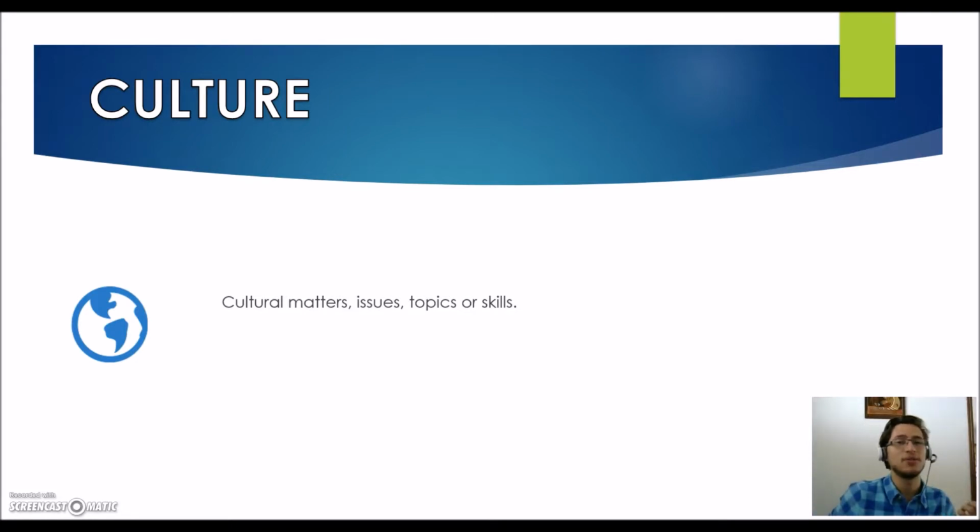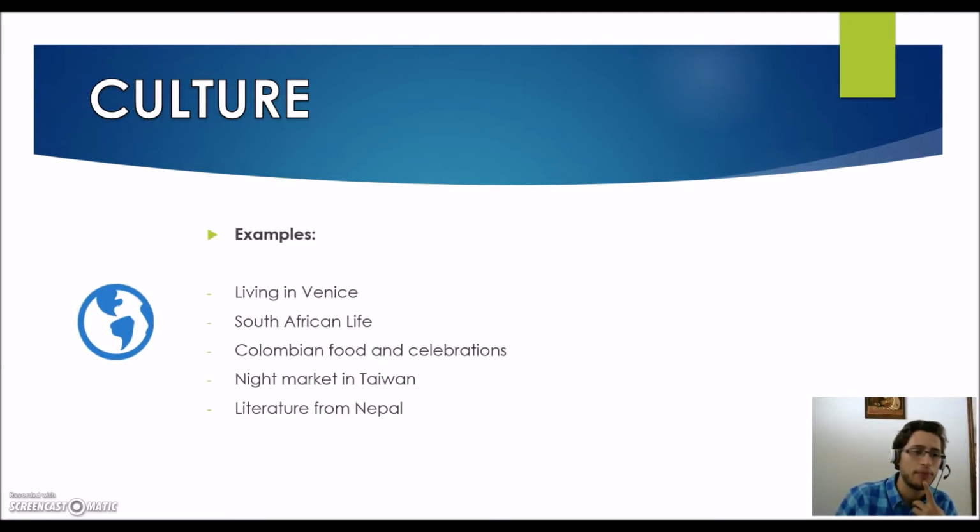When we say skills, we mean those abilities that students develop in terms of culture, but most specifically in terms of intercultural intelligence. What do we mean by that? Acceptance, tolerance, the ability that students may have in order to interact from people from different backgrounds and different languages. These are examples of them.